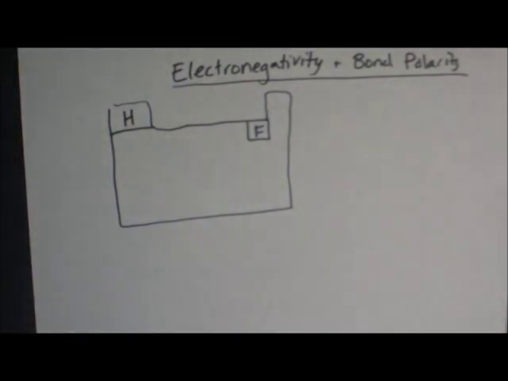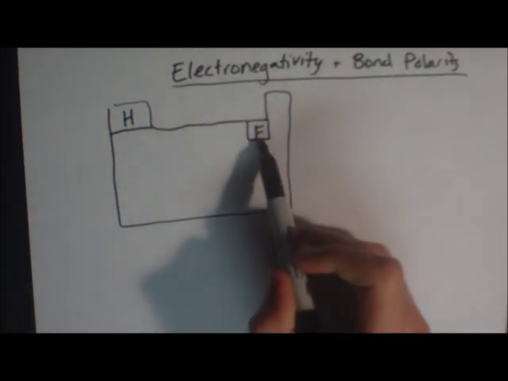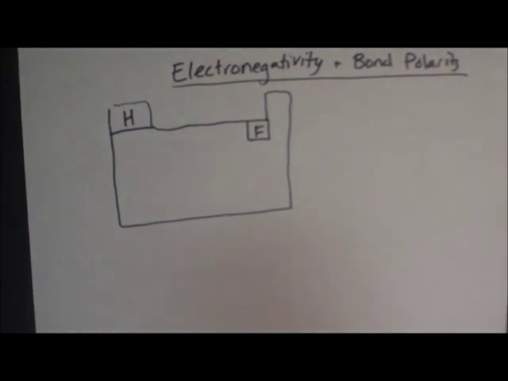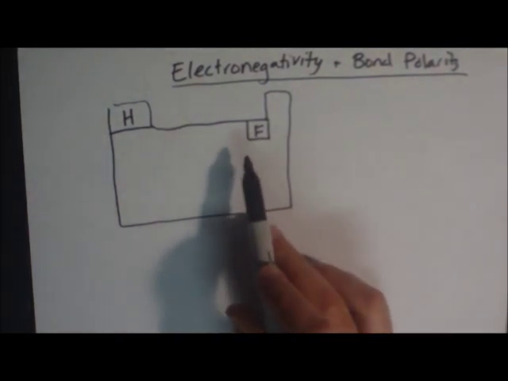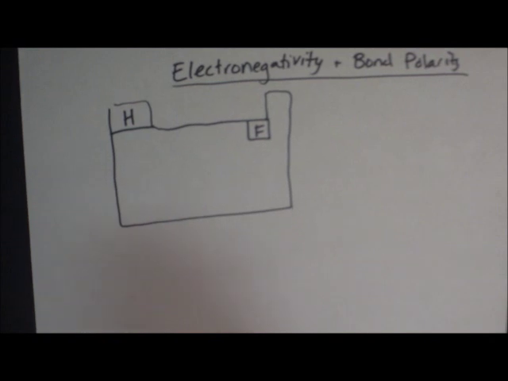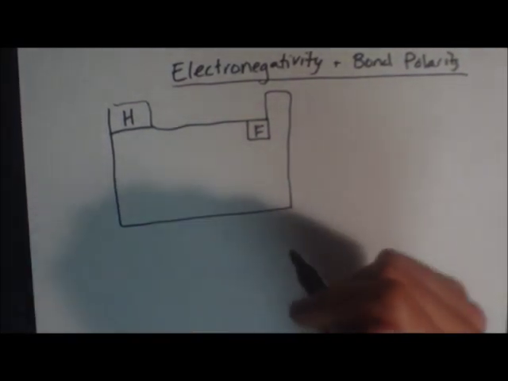Alright, this lecture is about electronegativity and bond polarity. Well, what do we mean by electronegativity? I'm going to tell you right now, if you remember that fluorine is the most electronegative element, you'll be golden. Here's my rough outline of the periodic table. Here is fluorine. So, why do I say this?